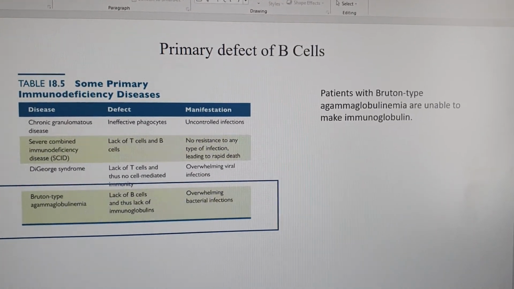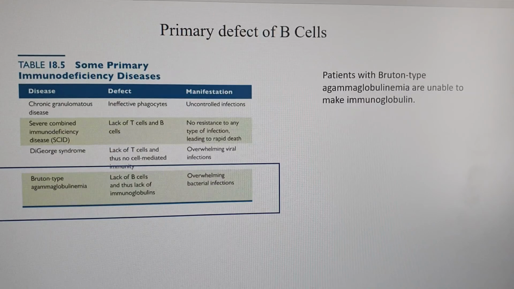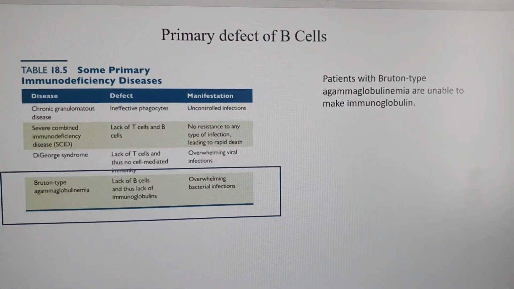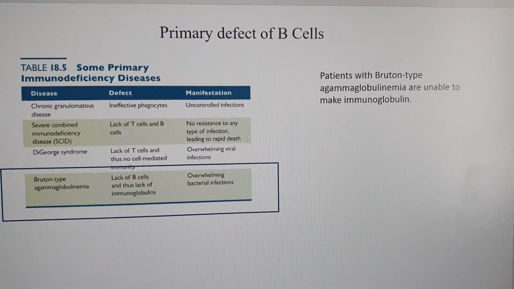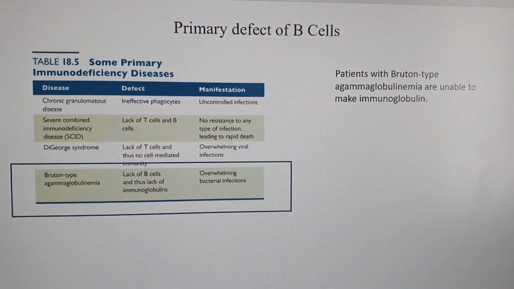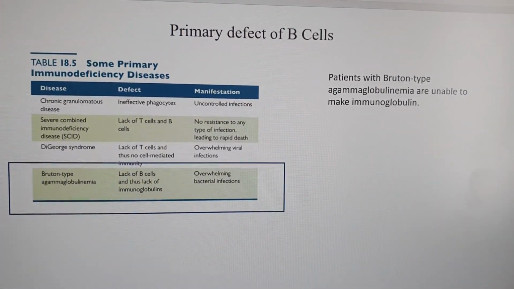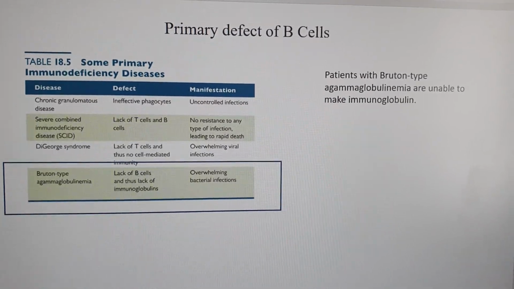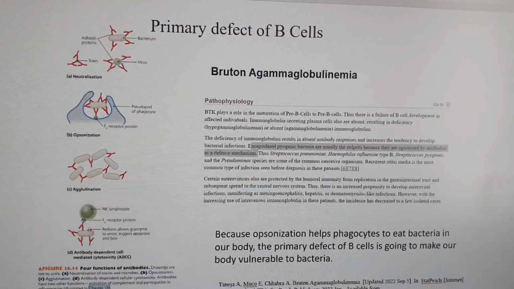But I would like to go over primary defects of B cells. So patients with Bruton-type agammaglobulinemia are unable to make immunoglobulin, and people are going to be more vulnerable to bacterial infection.